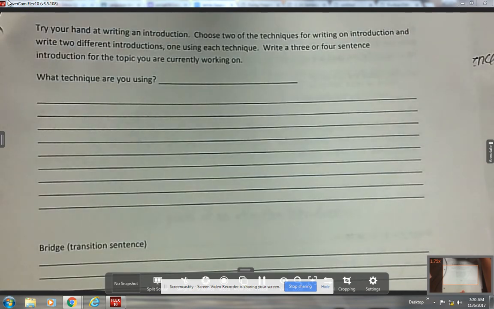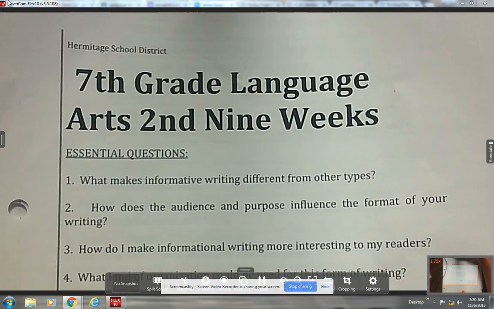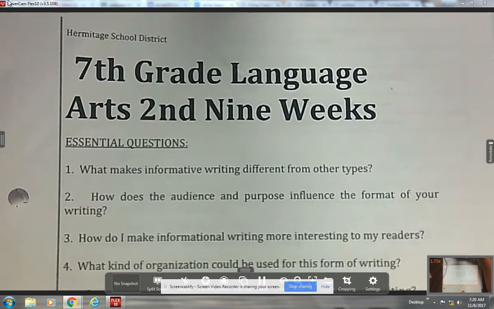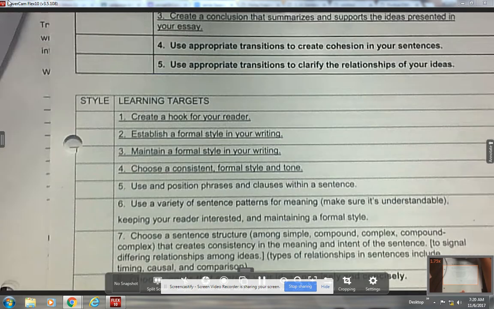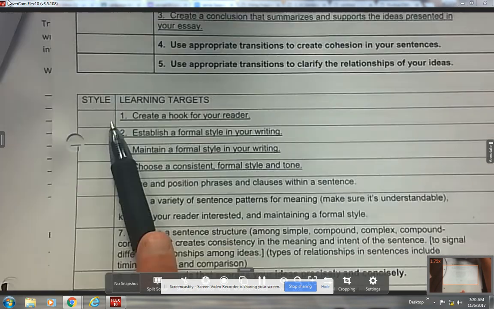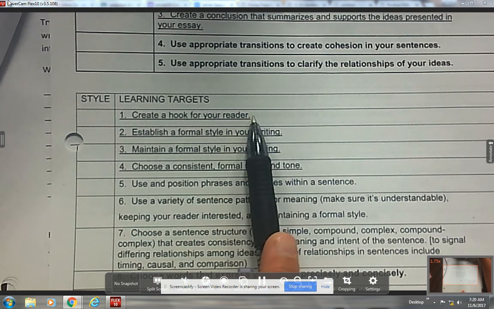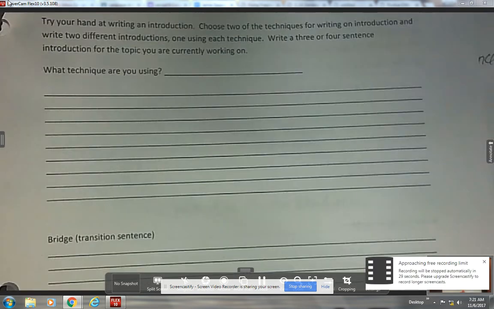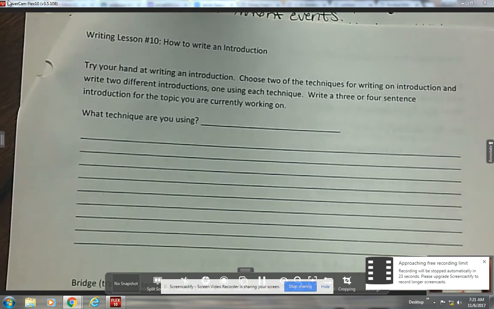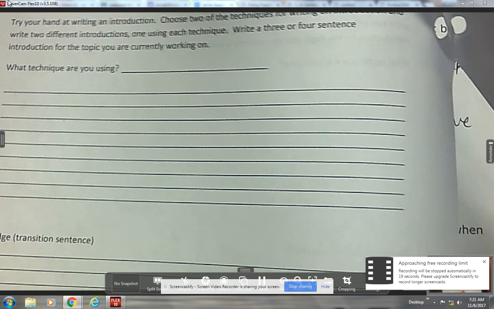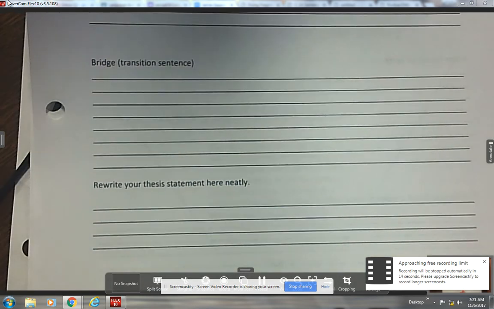And keep in mind, this connects to essential question number 5: what kind of voice would be most effective in this form of writing, and how do I make my informational writing more interesting to my readers? What I forgot to say is, this is style number 1, dated 11/6, and that is to create a hook for your reader. So again, during writing time today, that's your first step of writing. I want you to practice 2 different techniques. Put one on this side of the handout, the other on that side. Maybe ask your group mates which one they think is better. And then you can use that in your actual essay. And don't forget to rewrite your hook or your thesis.